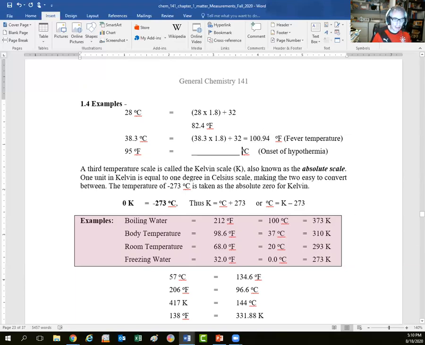Then for a temperature of 95 degrees, which is the onset of hypothermia, take that 95. We'll subtract 32 first this time, reverse calculation in the reverse order, and then instead of multiplying, we'll now divide by 1.8. That gives us the value, I believe it's 35 degrees Celsius. Let me check. Yep, 35 degrees Celsius.